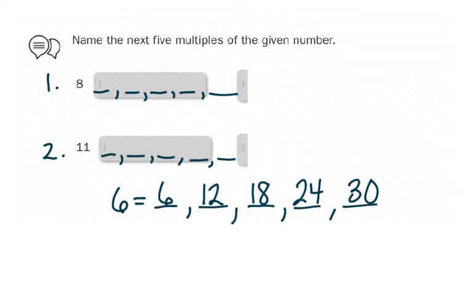For number 1, the first multiple is always the number itself. So 8, 16, 24, 32, and 40. 11s, when you memorize those, are pretty easy. 11, 22, 33, 44, 55. Do you see a pattern in that one? That one's an easy one. Go ahead and wipe off your whiteboard.